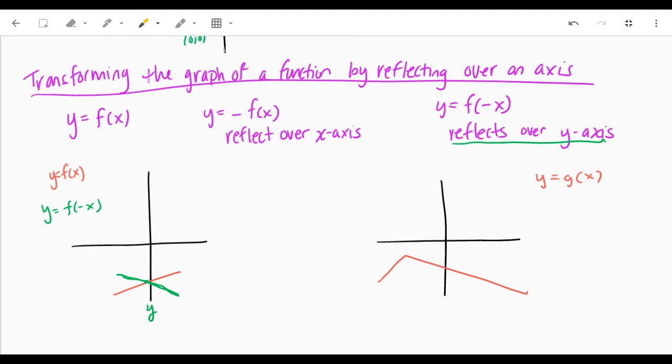For the next one, they want you to do y equals negative g of x. So that's going to be over the x-axis. Okay, so we're going to think of that x-axis as a line of symmetry, like a mirror, and reflection will look something like that. Okay, so just make sure you're paying attention to the notation and just reflecting it correctly there.